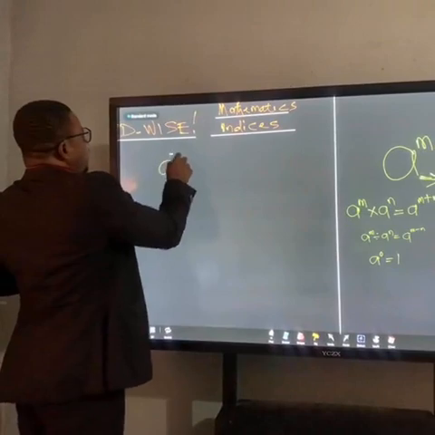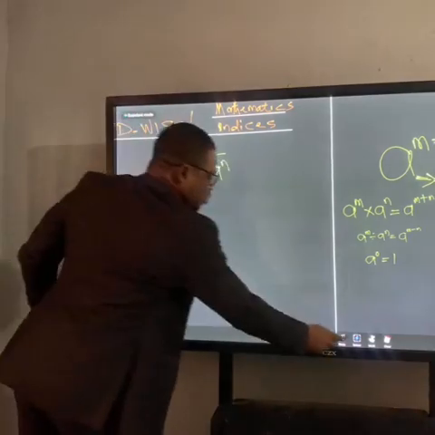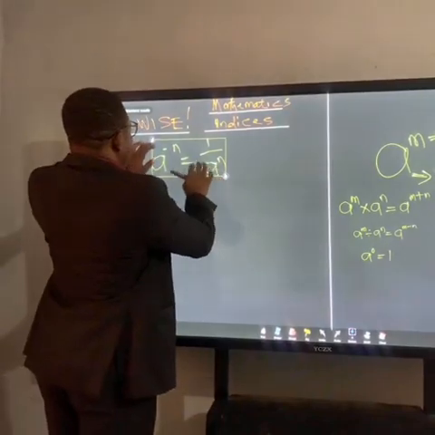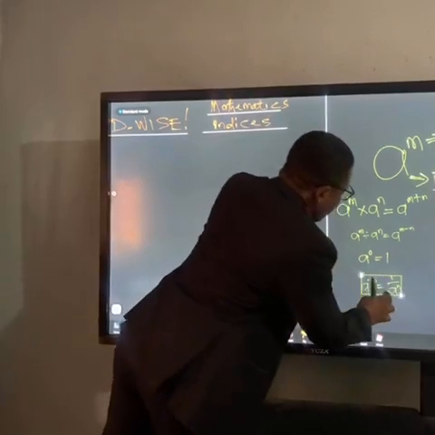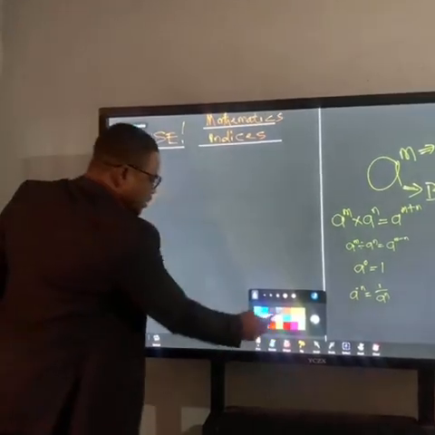Then the fifth law states that, okay, I didn't write that. This was a raised to the power of negative n to give me 1 over a raised to the power of n. So let me push it that way quickly. Make it smaller.